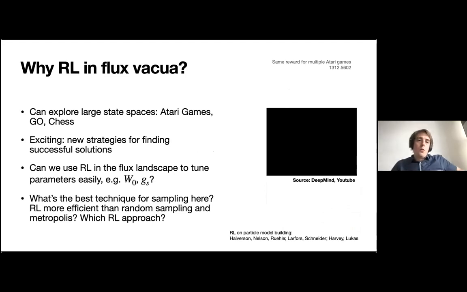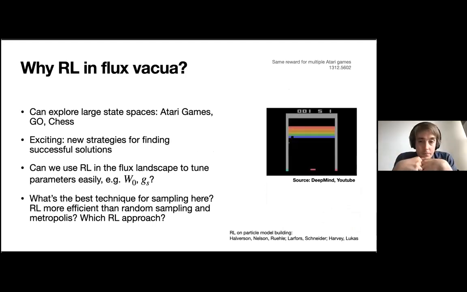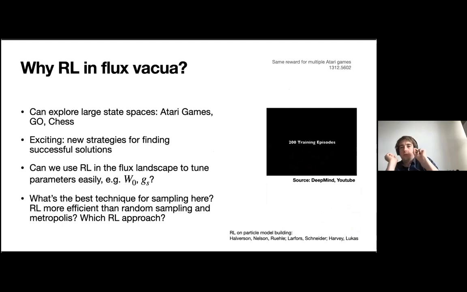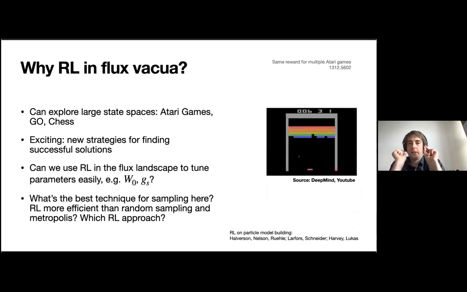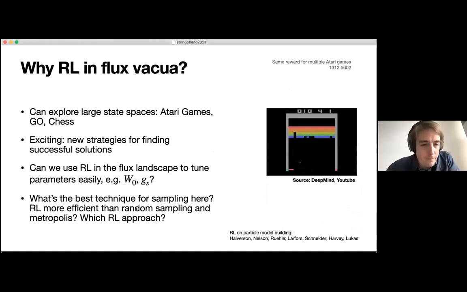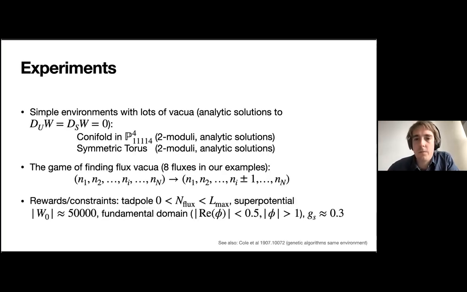Okay, so why is reinforcement learning a good technique? We've heard from Andrea, a very nice talk earlier this week. What we want to do is use reinforcement learning to search for vacua in a flux template and to find vacua with particular properties for W0 and g_s. The underlying question here is also a little bit about what the best techniques to sample here are. And in particular, I think that's a rather open question of what works best.